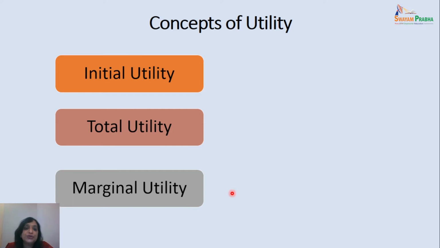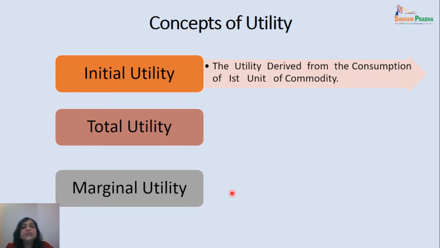What is initial utility? Initial utility is derived from the consumption of the first unit of a commodity. When you are consuming that particular commodity or service for the first unit, let us say you are eating biscuits. So the first unit of biscuit which you ate gave you some satisfaction or utility. That is called our initial utility.